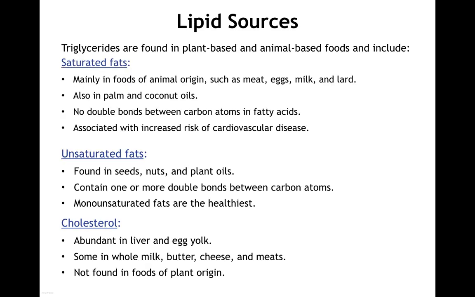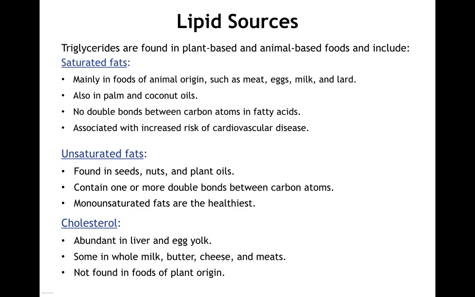Triglycerides are found in plant-based and animal-based food, and they include saturated fats. Those are usually foods of animal origin, meat, eggs, milk, and lard, but also in palm and coconut oils. There are no double bonds between the carbon atoms in the fatty acids, and those are associated with an increased risk of cardiovascular disease. Unsaturated fats are found in seeds, nuts, and plant oils. They contain one or more double bonds between the carbon atoms. Monounsaturated fats are the healthiest for our diet.